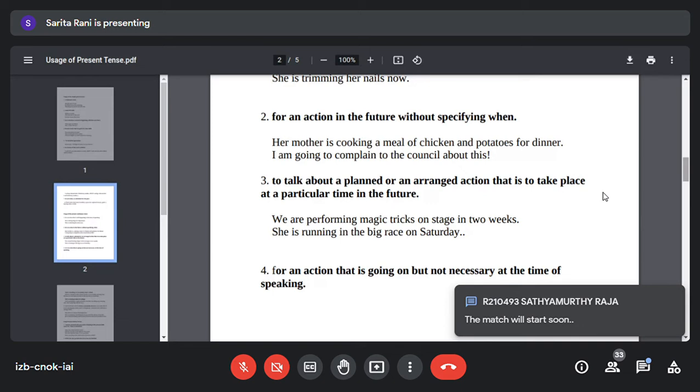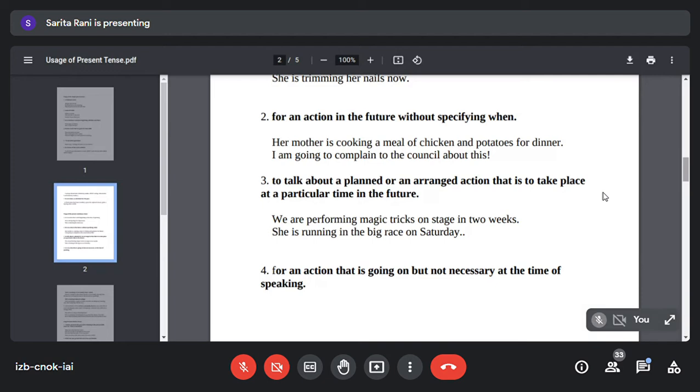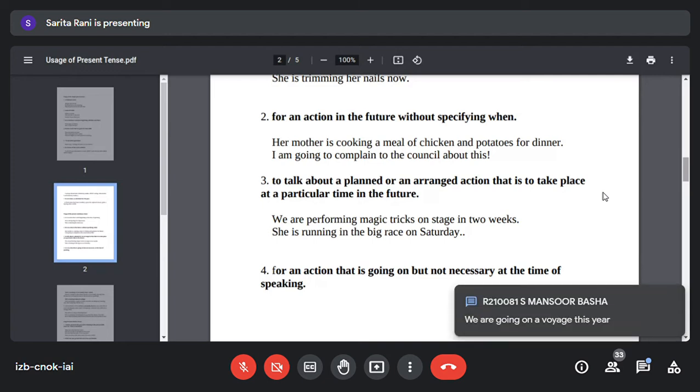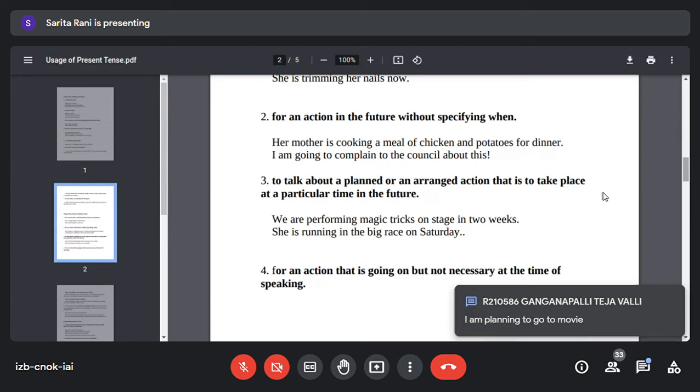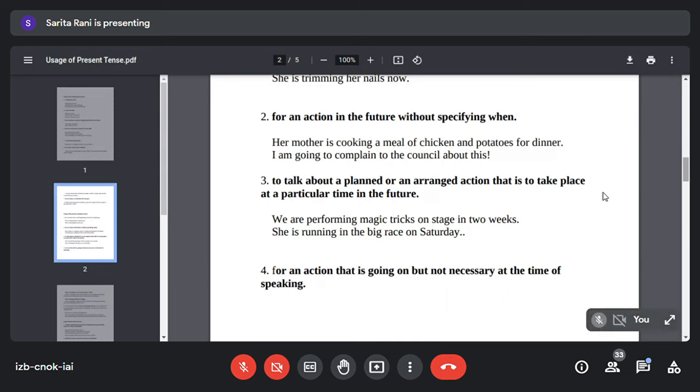Now, the third one is to talk about a planned or an arranged action that is to take place at a particular time in future. Here, we are performing magic tricks on stage in 2 weeks. This is a planned event. This program has been decided. When a program is fixed, decided, part of a timetable, then you can write it in future, or you can write it in present continuous form.